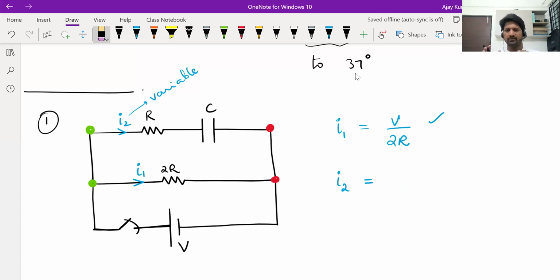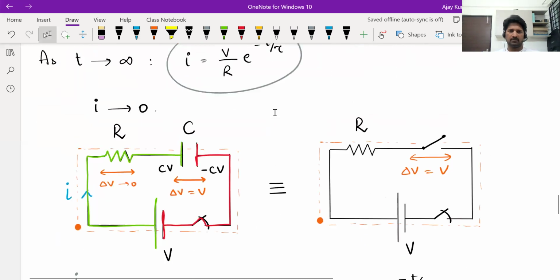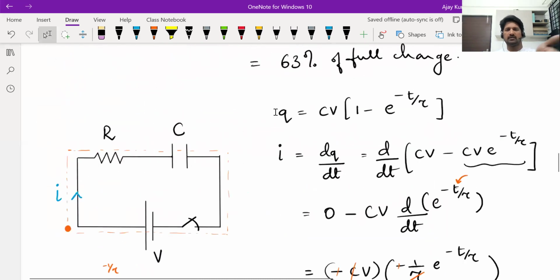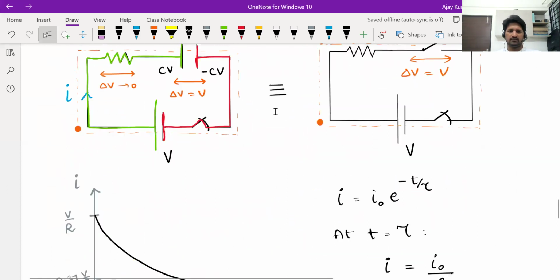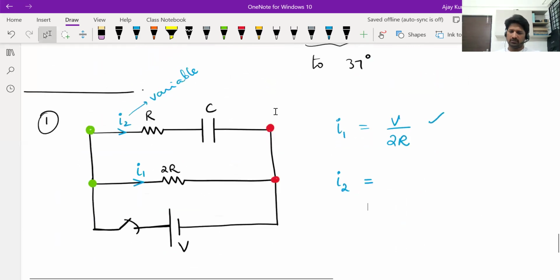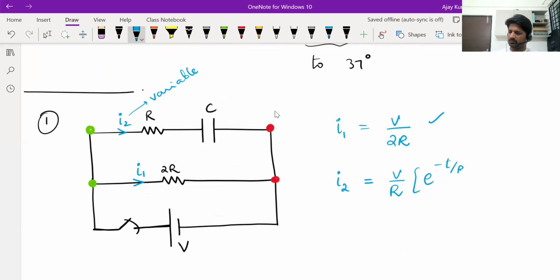See, it's just a voltage V connected across a branch having resistance R and capacitance C. How much current will flow in it as a function of time? It's like what we derived earlier, the case of voltage V connected to R and C. So current I2 will show that behavior that we derived. It will be V by R into e power minus t by tau, because the voltage we applied is V and the resistance in that branch is R. And tau becomes RC there because resistance is R, capacitance is C.